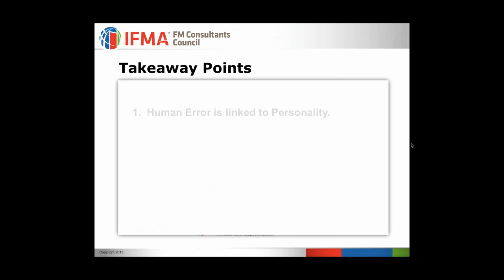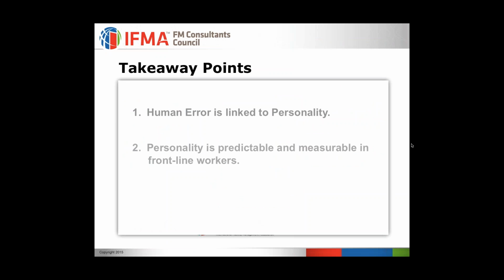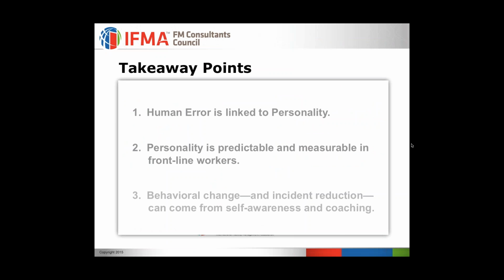So that's about it, just a few takeaway points. Human error is definitely linked to personality, and it is predictable and it is measurable, especially in frontline individuals in safety-sensitive situations. And finally, the actual behavioral change and incident reduction can indeed come from the self-awareness and the coaching.